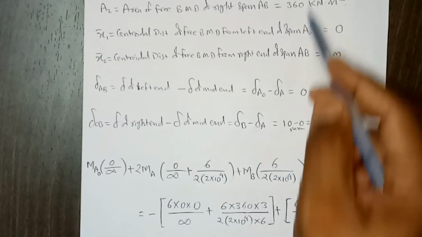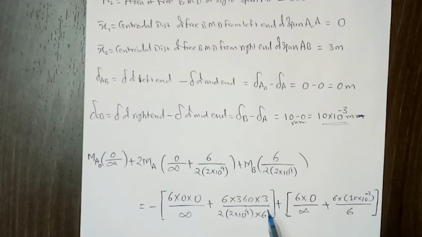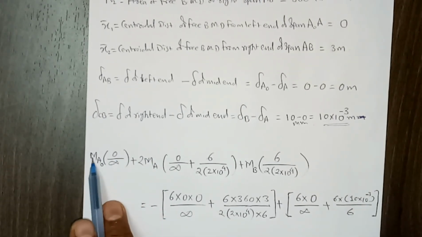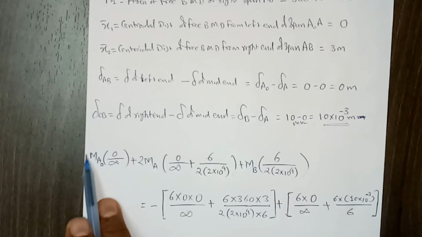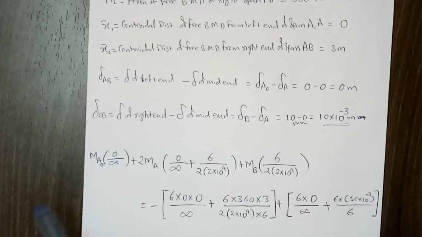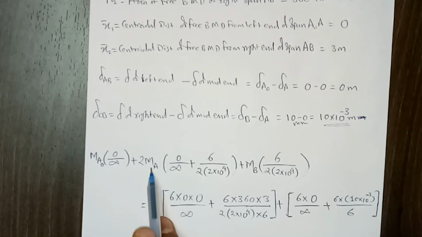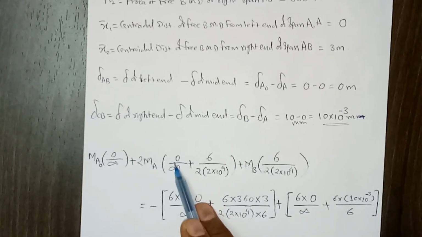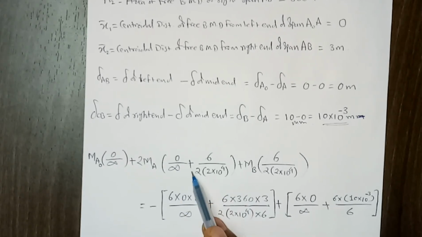So now we'll substitute all these values in this Clapeyron's three moment, or generalized Clapeyron's three moment, equation. So the first portion, this small m_a is now M_A0, and anyway this term is 0, so you can discard it. Then 2 M_B, that small m_b here is the capital M_A. So 2 into M_A. Then this portion anyway will be 0, there is no bending moment, so the area is 0, so it is 0 by infinity, you can say.